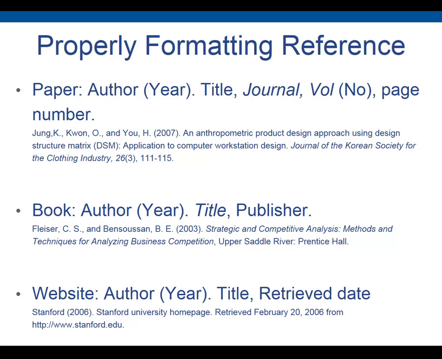Jung, Kwon, Oh, and Uh, 2007, and the title of the paper, and the journal name, Journal of Korean Society for the Clothing Industry. That's the standard. And 26 is the volume number, and 3 means the issue number, and 111 is the page number.